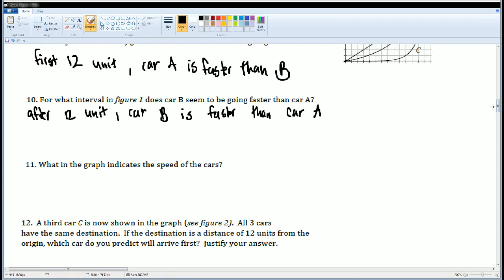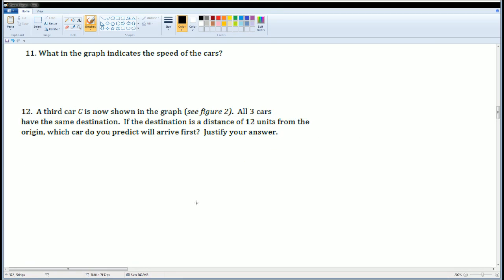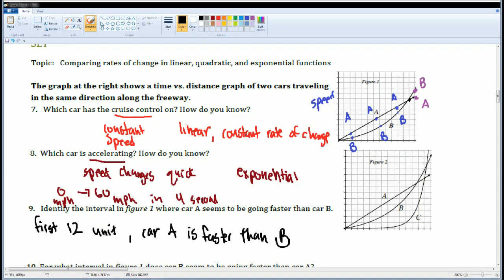All right. What in the graph indicates the speed of the car? Time versus distance. So, hold on. This might be done wrong. Hold on. The graph shows the time versus distance. What is this car doing? Okay, hold on. This is a time versus distance graph? So the slope. You're only looking at the slope then. Compare the rates of linear, quadratic shows the graph. The graph at the right shows the time versus distance. Hold on.